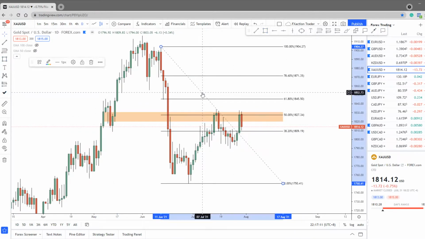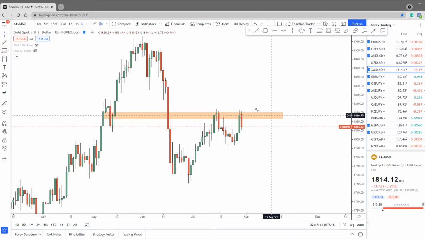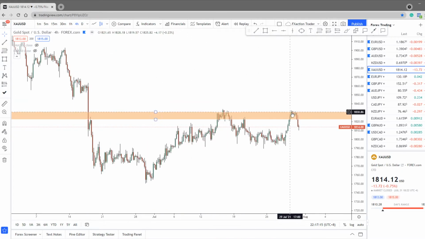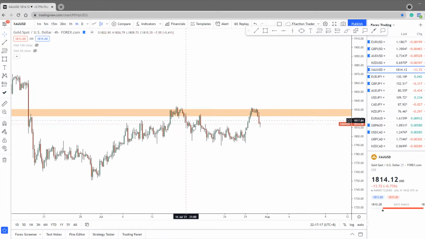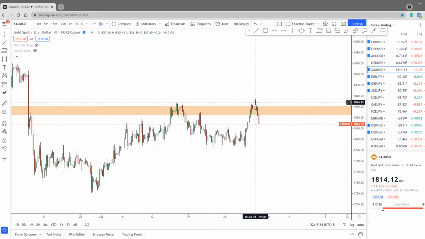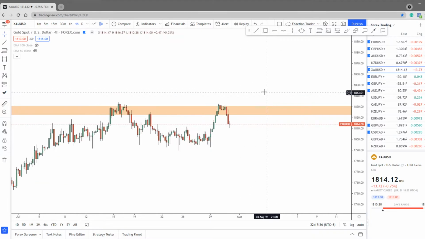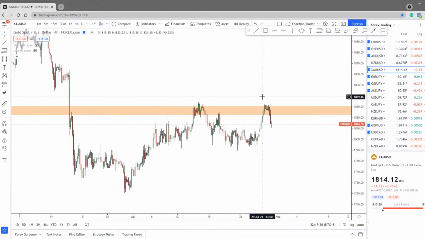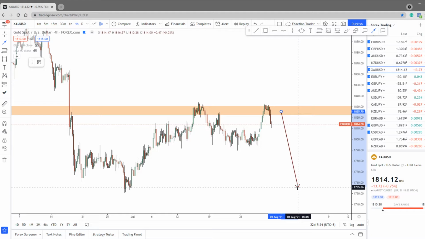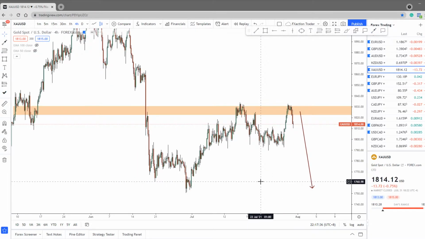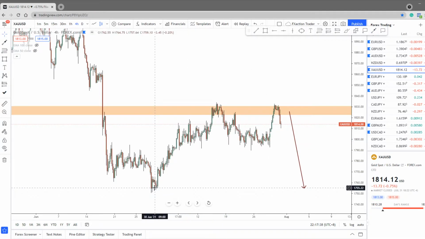From here, we can clearly see that there is a lot of selling momentum accumulated at this zone, 1830. So this week, as long as this zone is not broken, we are still good to go for a short trade. There is a very high potential for the market to retest the previous low at 1755.